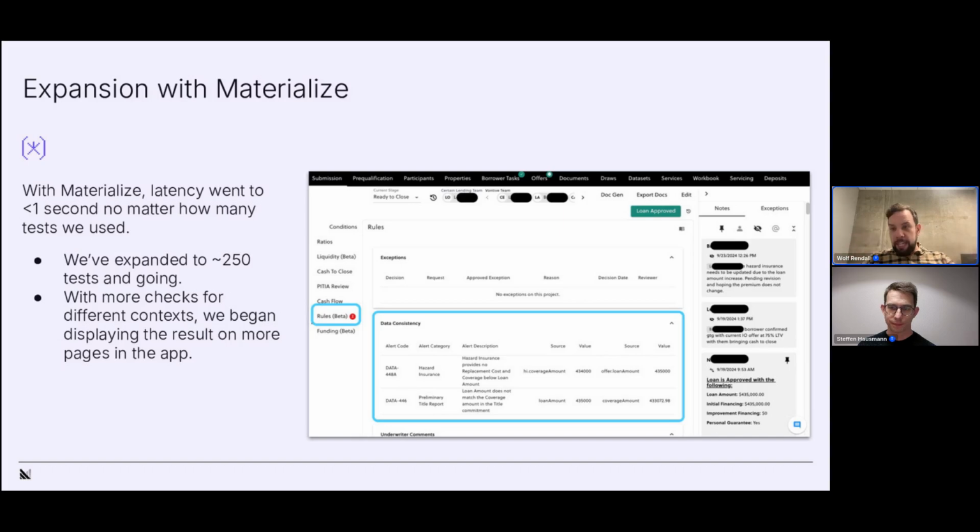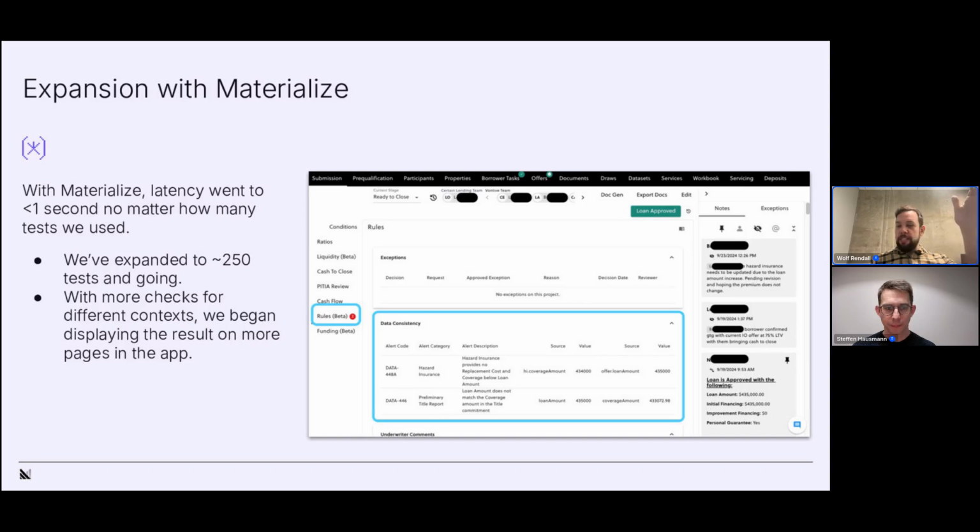So we went with Materialize. We had to do basically no setup work. We set up our cluster, had our existing dbt code, and then just pointed it somewhere else. So instead of at our existing data warehouse, we just pushed it towards them. And when we did that, we noticed that our latency went down to less than 1 second, no matter how many tests we added. We had been basically bottlenecked at 25.